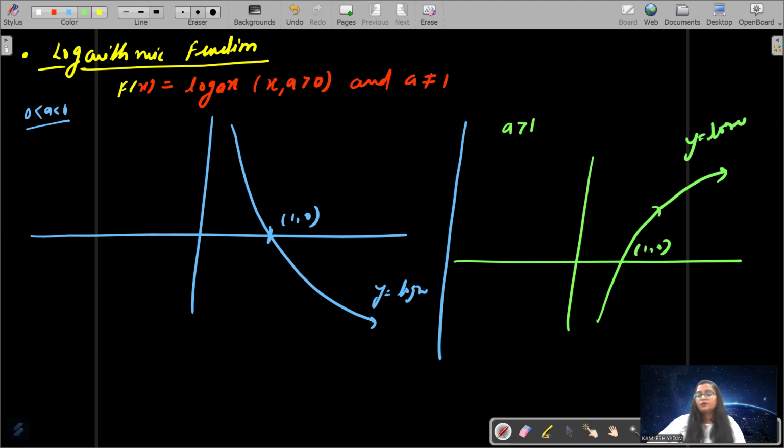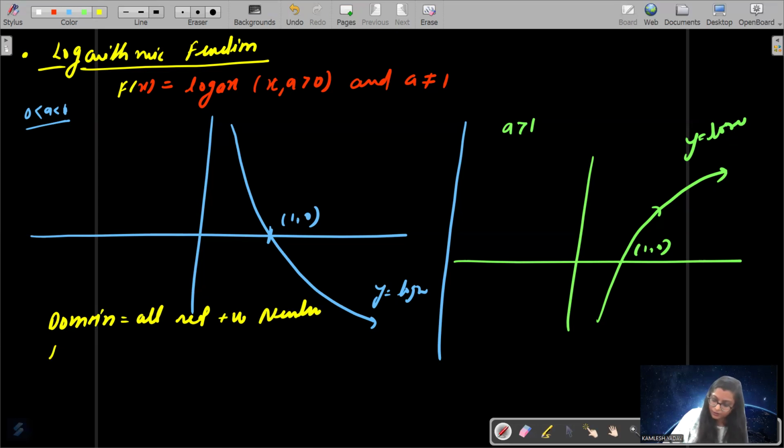According to this graph, we see the domain is all positive real numbers, and the range is all real numbers.